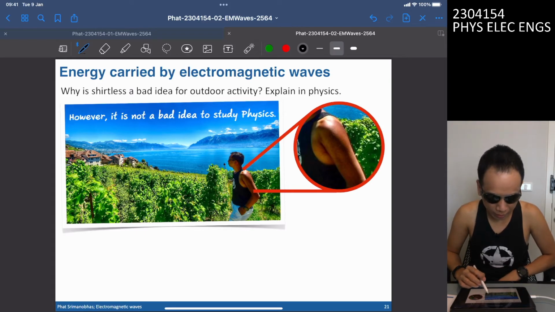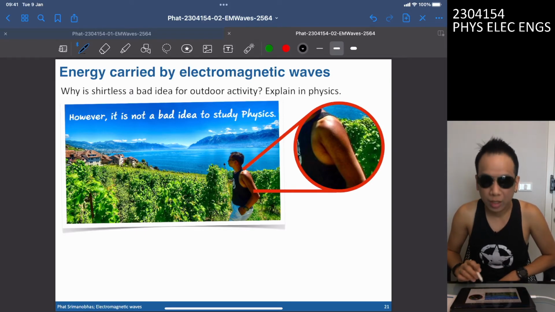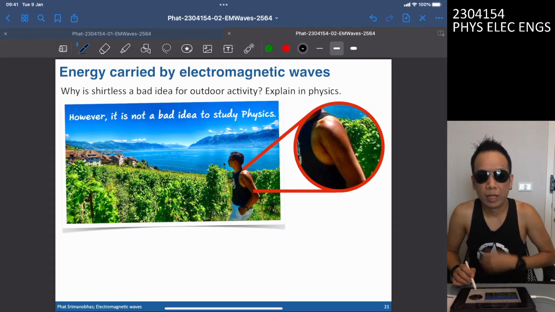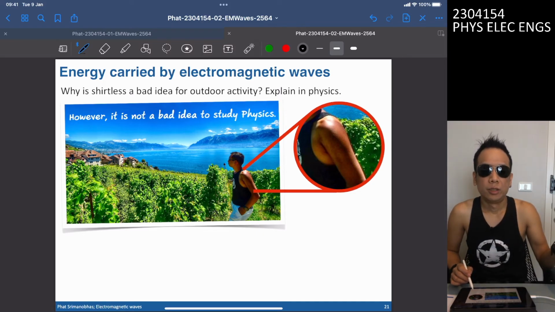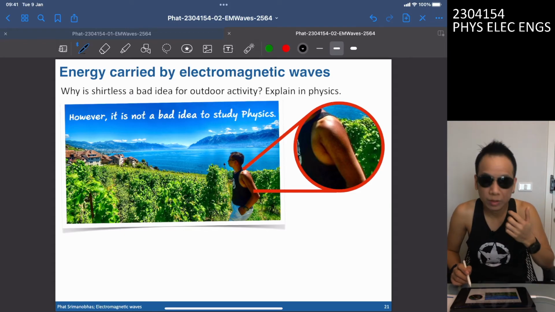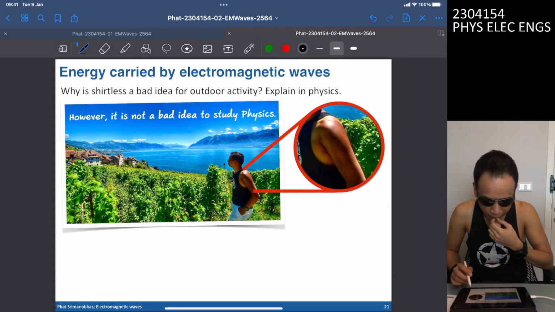It's about the light that can damage your skin, for example. But that's the explanation in the biological and medical way. Let's try to do it in a physics way. Okay.